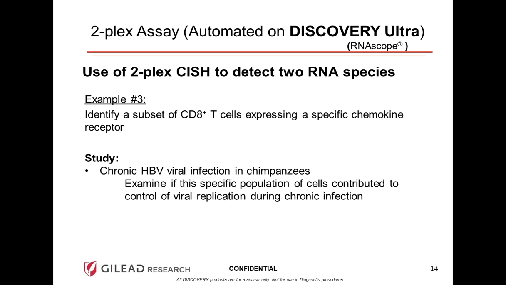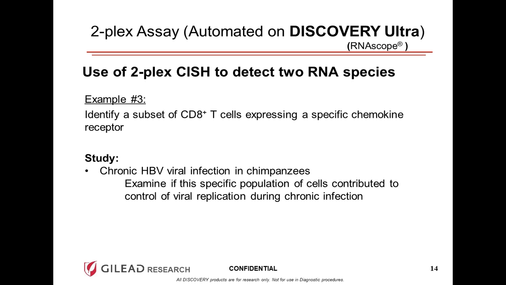So my third example is to identify a subset of CD8 positive T cells expressing a specific chemokine receptor. As you can see, there's a pattern here. Chemokines are secreted. We can't really detect them well with IHC reagents. So that's why we went to use chromogenic in situ hybridization.